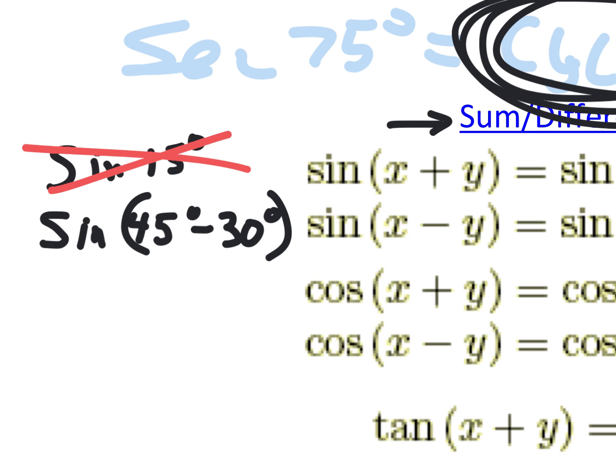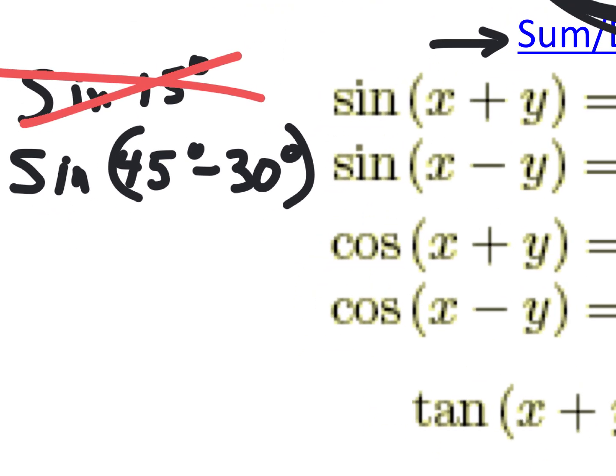Now, this is important. You might think, oh, I can just find sine of 45 and then the sine of 30 and subtract them. No, it doesn't work like that. This is not like a distributive thing. To find sine of 45 minus 30, you got to follow these little rules that they've given us.